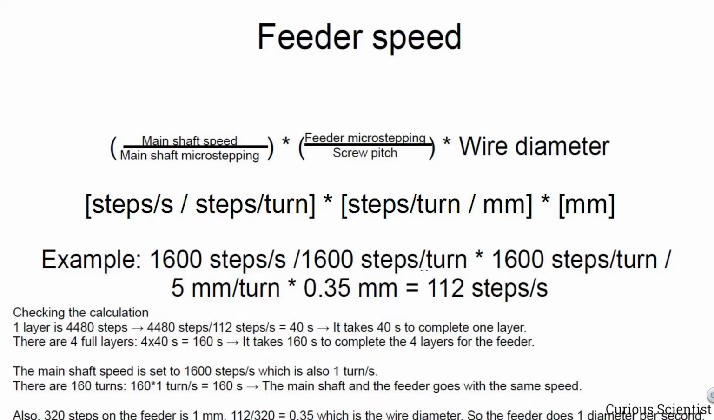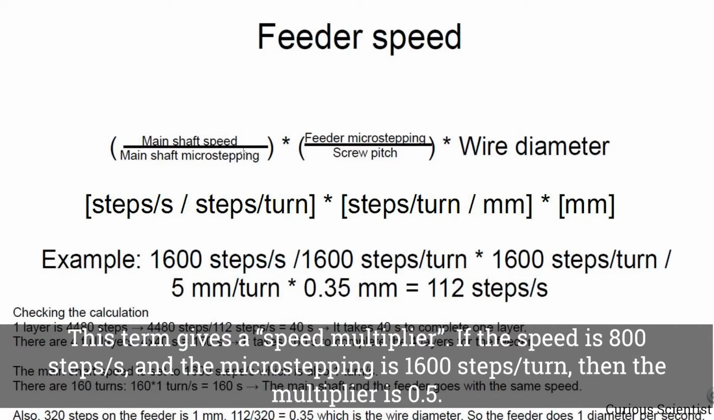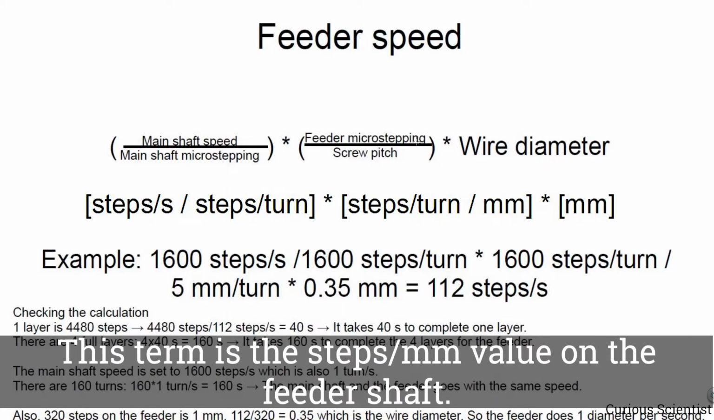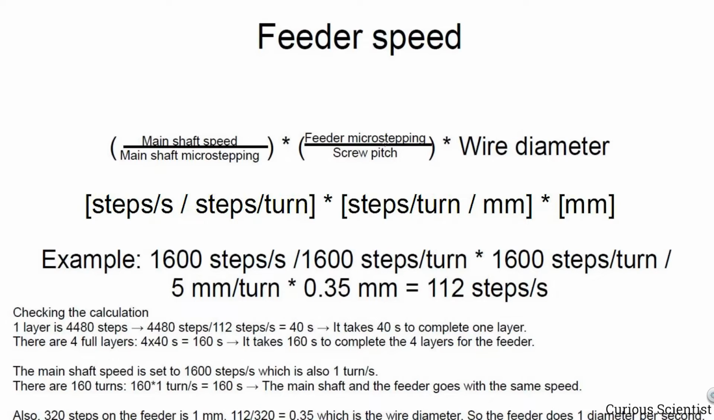So this will depend on the speed of the main shaft. The first term in the parentheses is the main shaft speed divided by the main shaft microstepping. Then we multiply this by the feeder microstepping divided by the screw pitch. This part tells us how many steps are needed to move 1 millimeter with the feeder. And then we multiply this by the wire diameter.